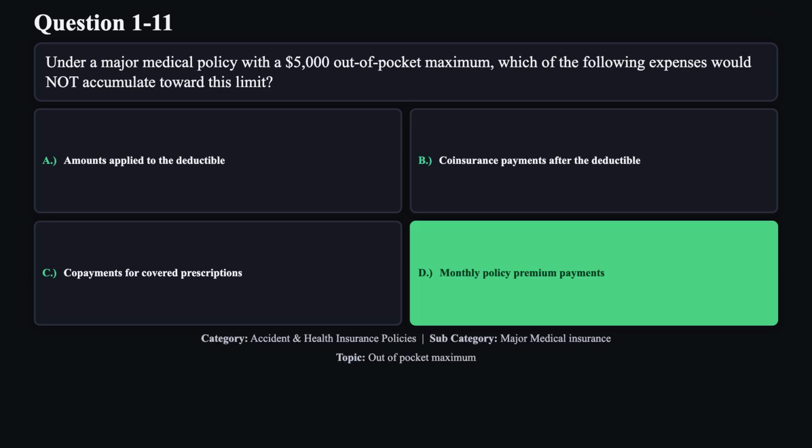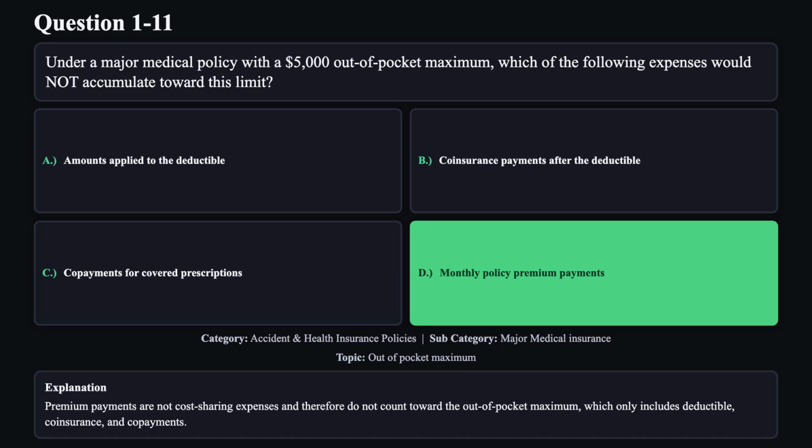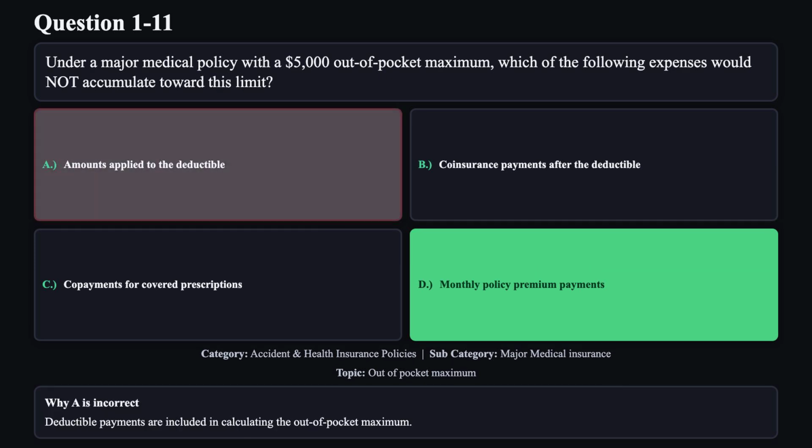The correct answer is D. Premium payments are not cost-sharing expenses and therefore do not count toward the out-of-pocket maximum, which only includes deductible, coinsurance, and co-payments. Reason A is not correct. Deductible payments are included in calculating the out-of-pocket maximum.